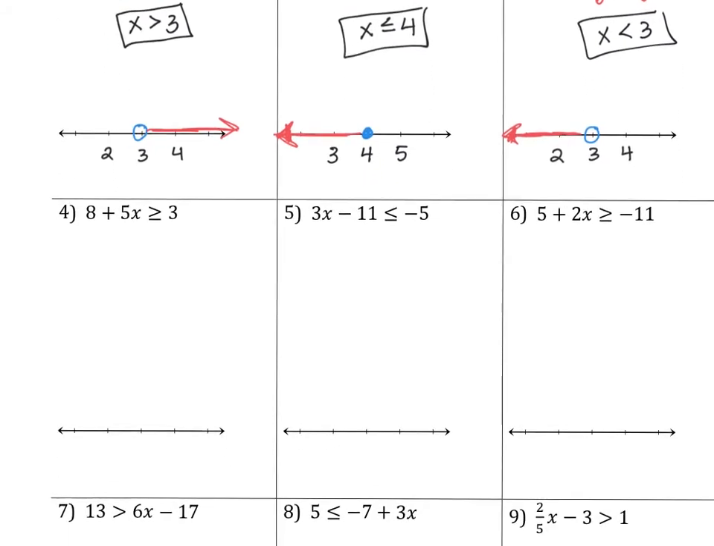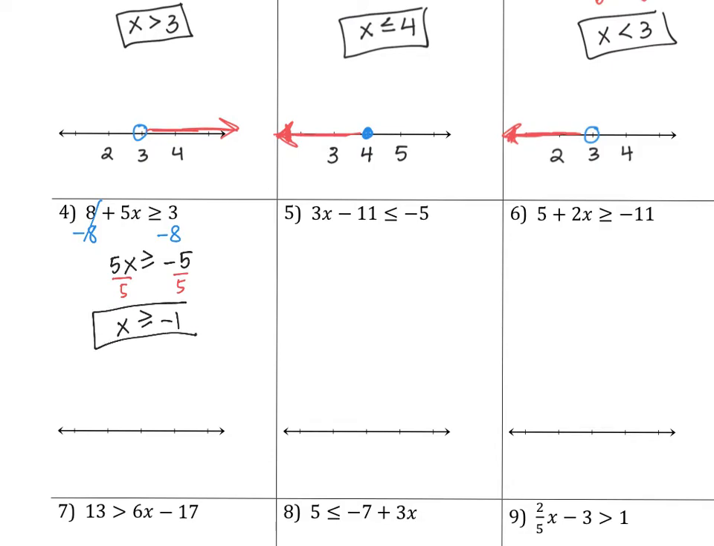Okay, let's see. Number 4 is 8 plus 5x is greater than or equal to 3. Okay, let me see. That's a positive 8. So I'm going to go ahead and subtract the 8. That's a positive 5x. Keep your inequality the same. Okay, 3 minus 8 is negative 5. Okay, let me divide. Keep the x on the left, keep the symbol the same. Negative 5 divided by 5 is negative 1.